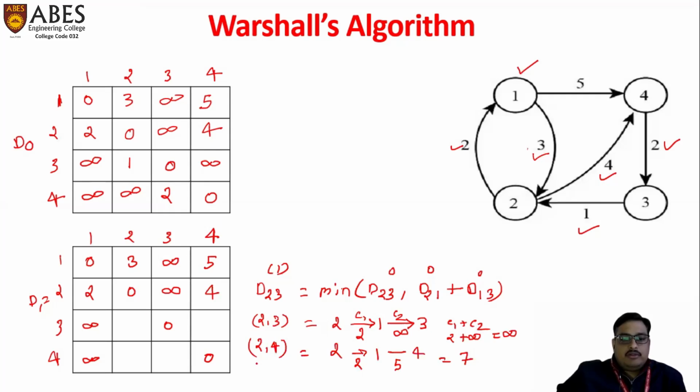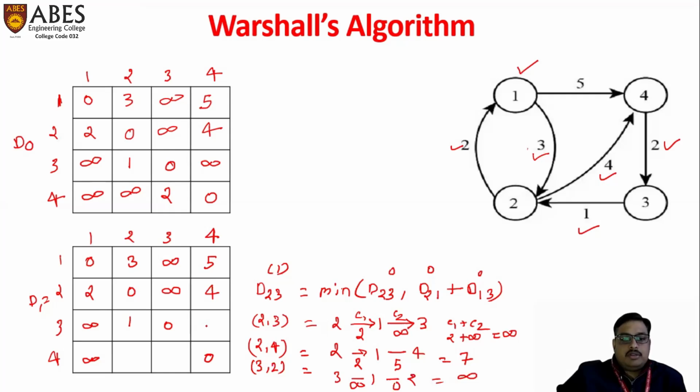Now come to 32. We are going to find out D32. So for D32, we'll take 3 1 and 1 2. So 3 1, see here, 3 1 is infinity, and 1 2 is 3. So it is again infinity. So we'll not update. 3 2 value is already 1, so we'll write 1.